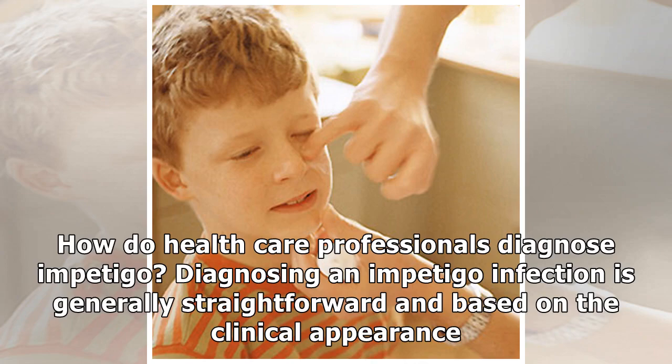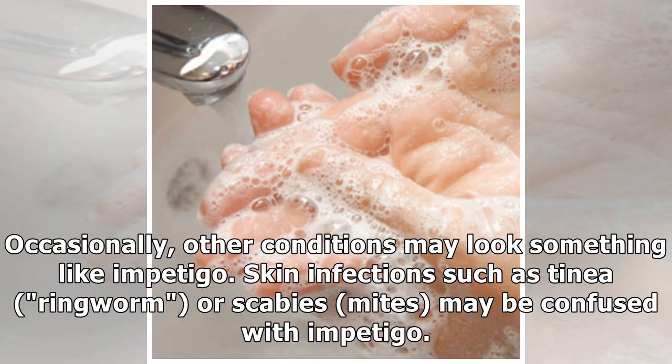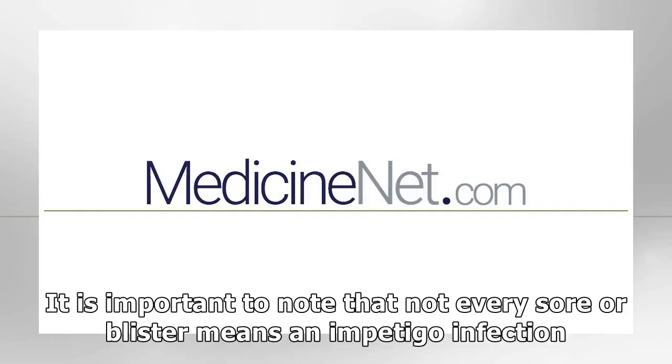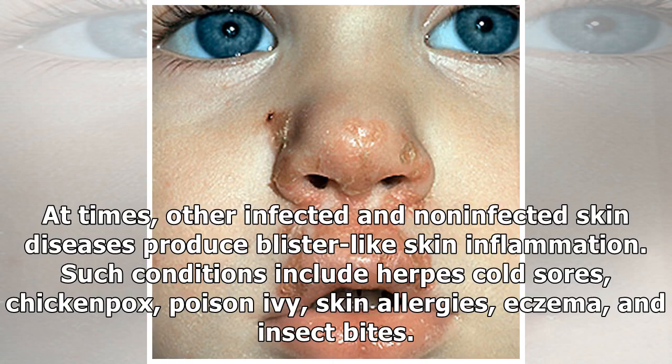Diagnosing an impetigo infection is generally straightforward and based on the clinical appearance. Occasionally, other conditions may look something like impetigo. Skin infections such as tinea (ringworm) or scabies (mites) may be confused with impetigo. It is important to note that not every sore or blister means an impetigo infection. At times, other infected and non-infected skin diseases produce blisters.